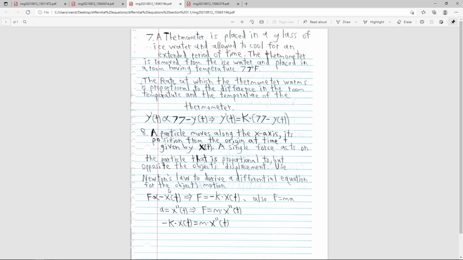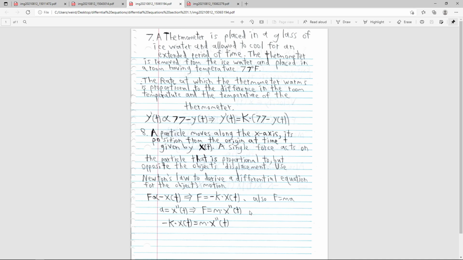That's our first step. A single force acts on the particle that's proportional to but opposite the object's displacement, so that's why it's proportional to negative x at t. So we have F equals negative k times x at t, as far as proportionality goes. But then there's Newton's law, which tells you how to get a differential equation for the object's motion. F equals ma, and we also know a equals x double prime of t, the second derivative of the position function. So F is equal to m times x double prime of t.